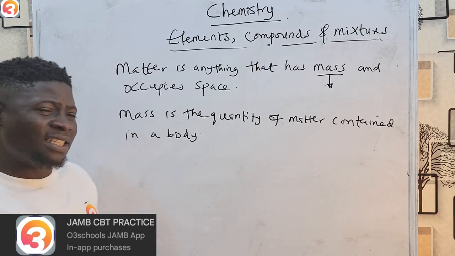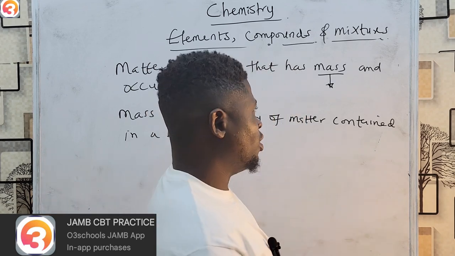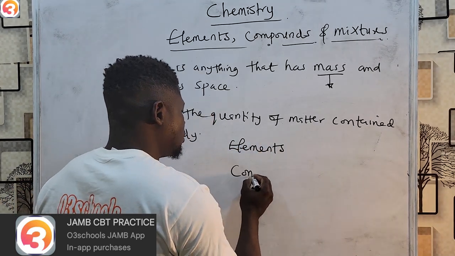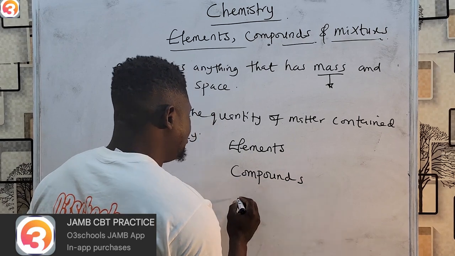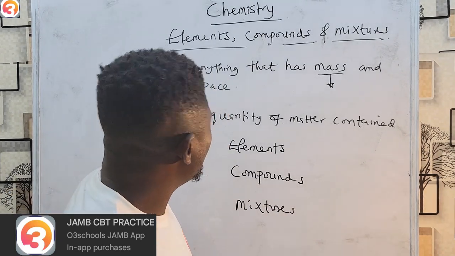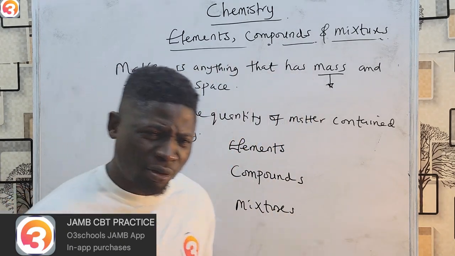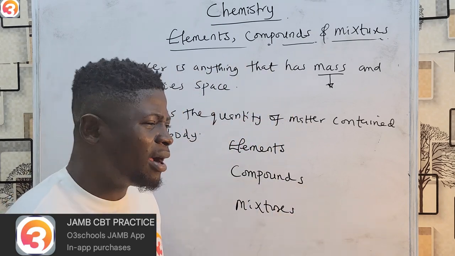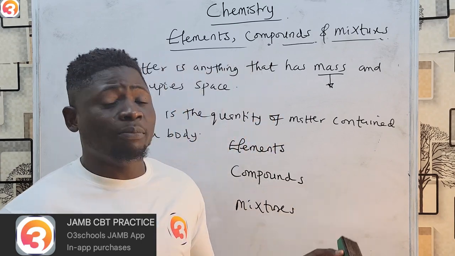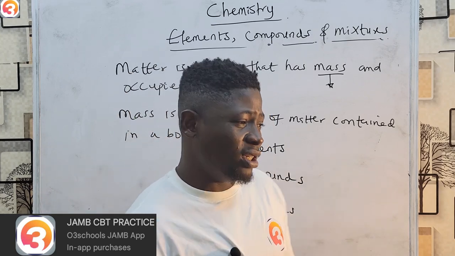So we have known what matter is, and we have known what mass is. Matter is classified into three: elements, compounds, and mixtures. So now we are going to look at elements, compounds, and mixtures. I'm going to see their definitions, their examples, and then we're going to see the differences between compounds and mixtures. So that will be the closing of the topic. The topic will not be so large, it will be very interesting. So follow me on this journey.